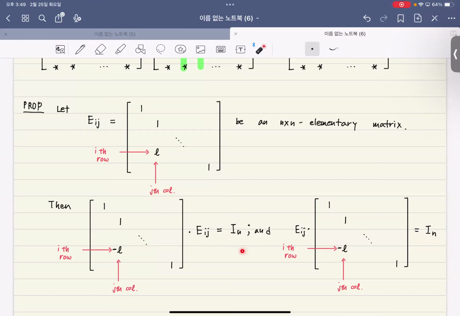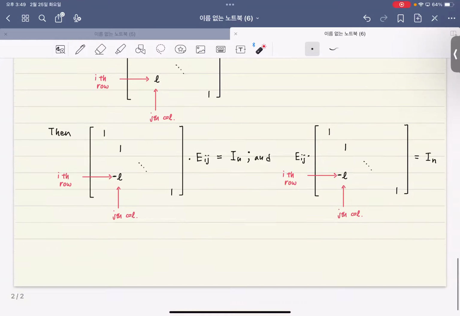Okay. And on the other hand, this times this is again identity, right? All right, good. Very interesting property. Now, this is the right time to introduce the notion of the inverse matrix.